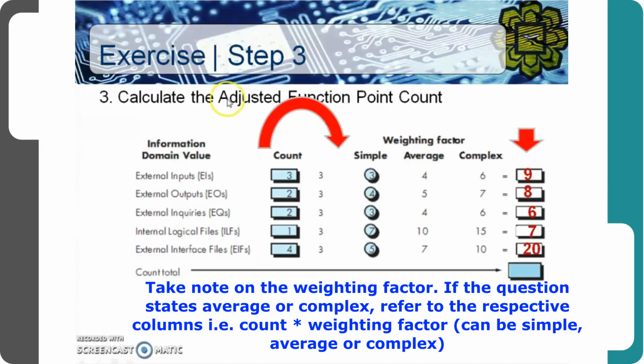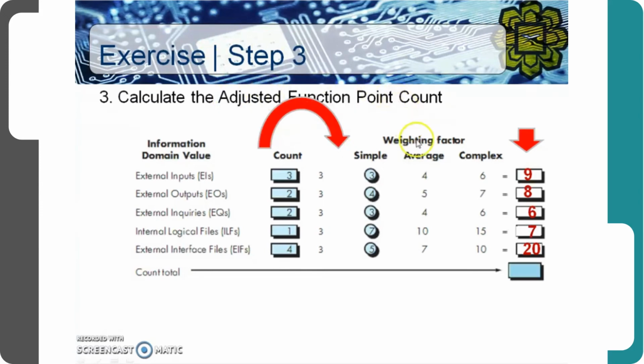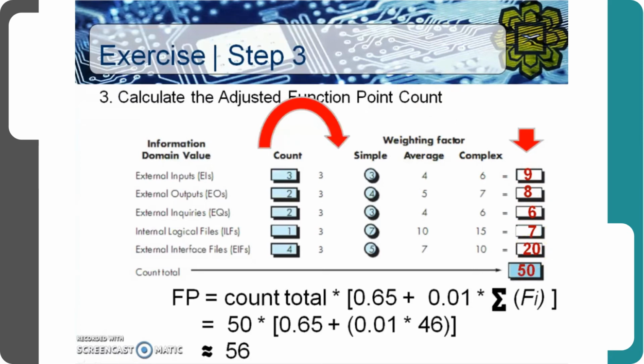In order for us to get the total adjusted function point count, we add all these values here, and in the end we get 50. So the total formula for function point is the count total, which is 50, multiplied by the total adjustment factor. Okay, so we get approximately 56. That is the final value that we are trying to estimate.